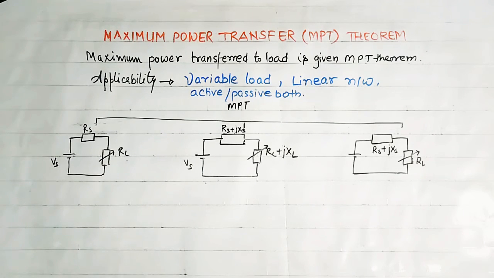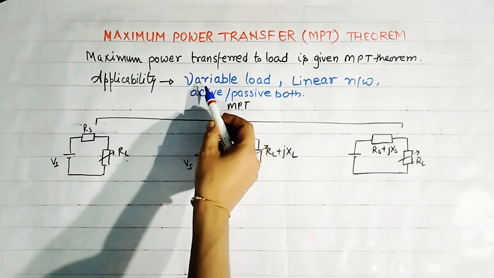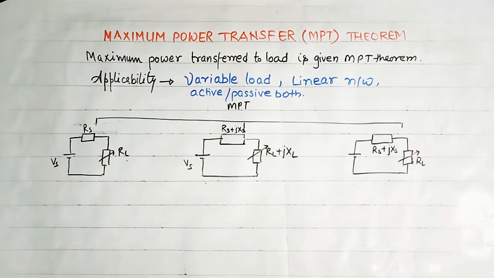Friends, in this video lecture we will study a very important network theorem, that is the maximum power transfer theorem. It gives the maximum power transfer to the load. First we talk about the applicability of this theorem. This theorem is applicable only when the load is variable. So the first condition for the applicability of the maximum power transfer theorem is that the load must be variable, and it is applicable to linear networks, and it is also applicable to both active and passive networks.